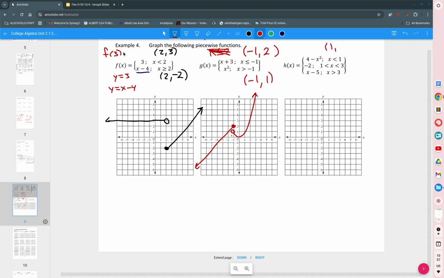We plug in 1. What do I get when I plug in 1? 4 minus 1 squared is 3. So I plot 1, 3 with an open circle. And remember the graph of 4 minus x squared. That is a graph that went up to 4, came back down. We're just showing that portion of the graph.